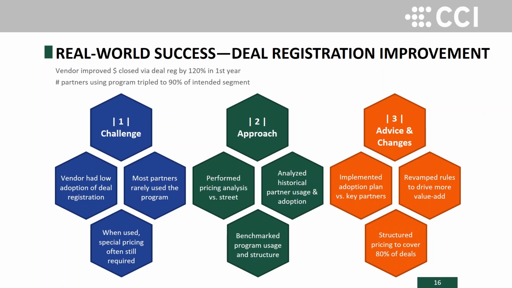Then we looked at their program usage in benchmarking versus other best-in-class vendors. Here is an appropriate usage of benchmarking, but notice it was done after we had collected the customer data. From an advice and changes standpoint, we targeted a specific group of about 200 partners, and we set targets for how many we were going to make aware, which was 100%. Of those, how many had trialed the deal registration program, with a target of 90%. And of the 90% that tried, how many were using it multiple times, which hopefully was most of them. We revamped the program rules to drive more value, and we changed the pricing level to cover 80% of the deals not needing special pricing.